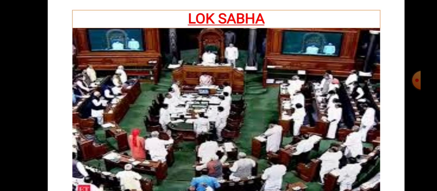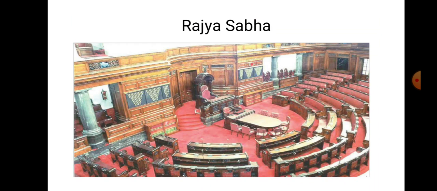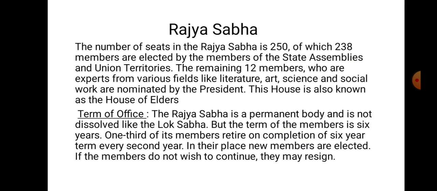So here is a picture of Lok Sabha. You can see all our MPs who are there in the session. This is the picture of Rajya Sabha or upper house of the Indian Parliament. Now let us learn more about these two houses, how it is formed, what is the term of the office and other aspects. So Rajya Sabha, the number of seats in the Rajya Sabha is fixed to 250.